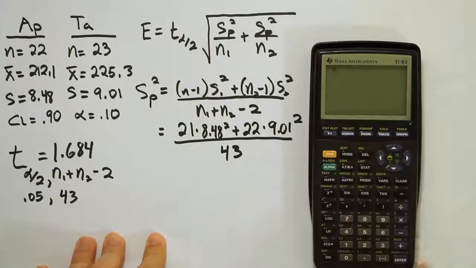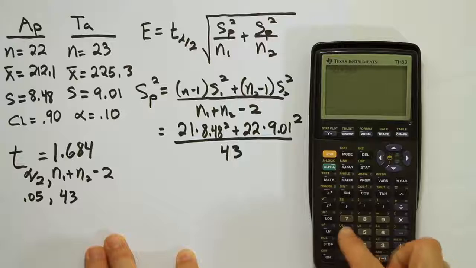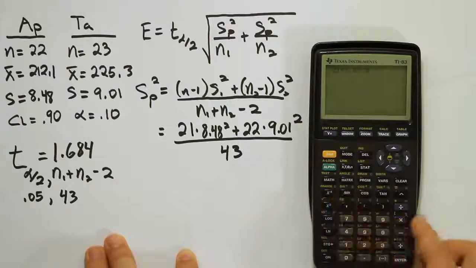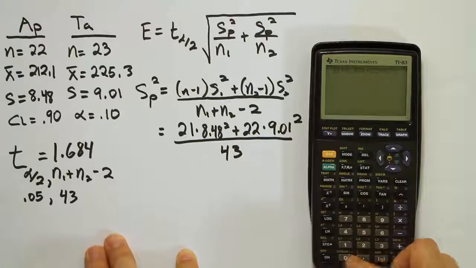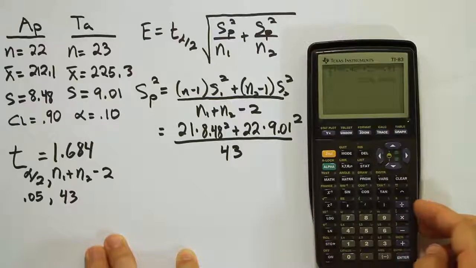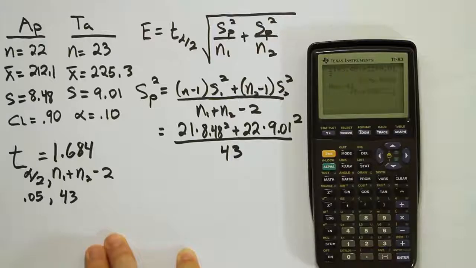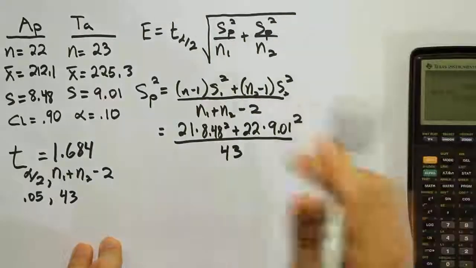So we take our calculator, we can do 21 times 8.48 squared plus 22 times 9.01 squared. All right, so that's our top part of the fraction, and we end up with 3,296 basically divided by 43. When we do that, we get 76.653... right? Okay, so let's take that now and plug that in here in our formula.